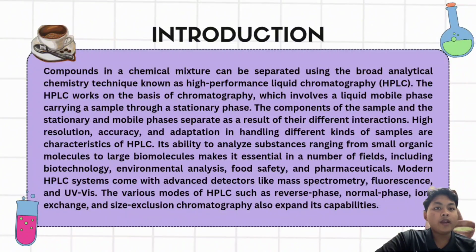Its ability to analyze substances ranging from small organic molecules to large biomolecules makes it essential in a number of fields, including biotechnology, environmental analysis, food safety, and pharmaceuticals. Modern HPLC systems come with advanced detectors like mass spectrometry, fluorescence, and UV-visible. The various modes of HPLC, such as reverse phase, normal phase, ion exchange, and size exclusion chromatography, also expand its capabilities.